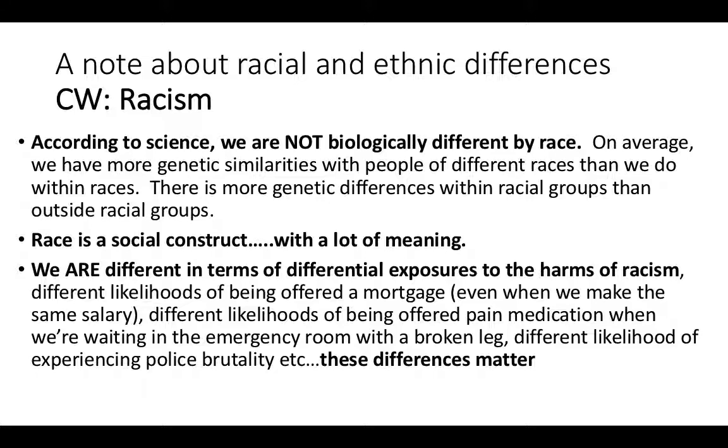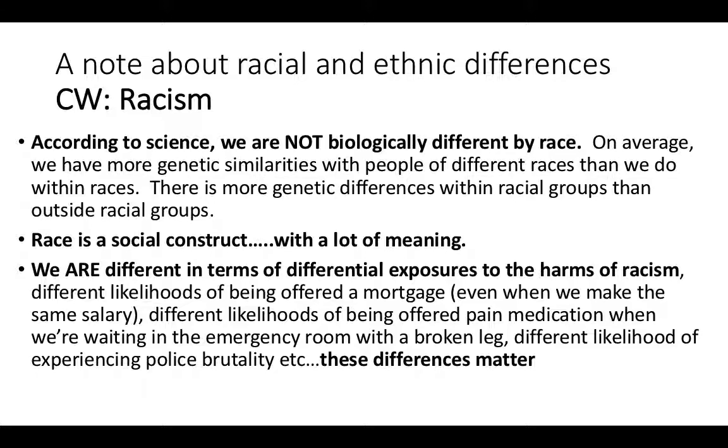There are no biological differences among the races, and on average, as a white person, I have more genetic similarities with people of color than I do with other white people. There's more genetic differences within racial groups than there is outside racial groups. And that's a really well-proven, well-documented scientific fact that at this point really isn't up for debate.